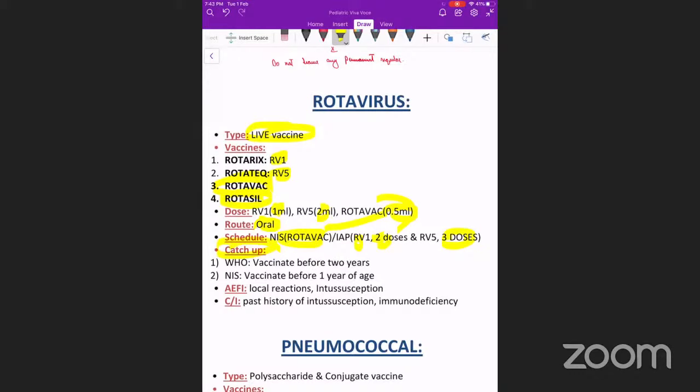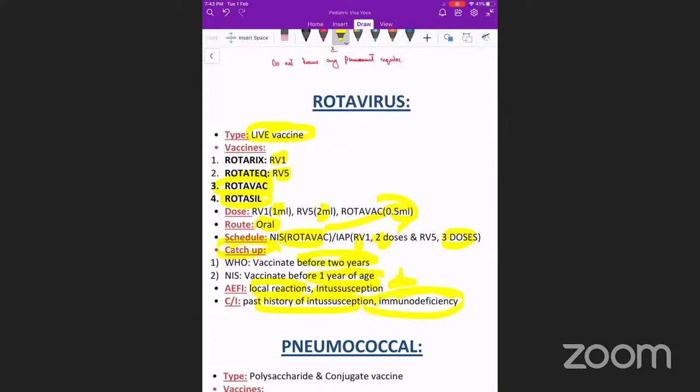Now the catch-up schedule: since there are high chances of intussusception associated, and it mainly occurs in the smaller, younger age group, less than 1 year, WHO recommends all children to be vaccinated before 2 years. If it is the national immunization schedule, then it is before 1 year of age. Now, what are the adverse effects? Local reaction and intussusception. Intussusception is one of the main side effects, so be aware, the examiners might ask. And contraindication is, if with the previous episode there has been intussusception, then it's a contraindication. And since it is a live vaccine, immunodeficiency is another contraindication.